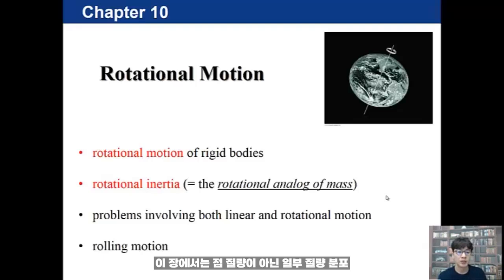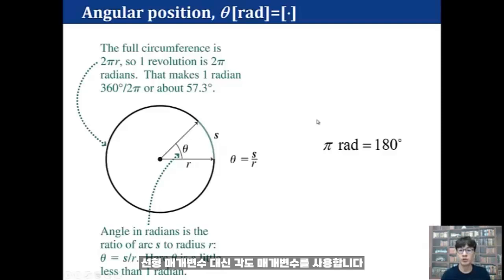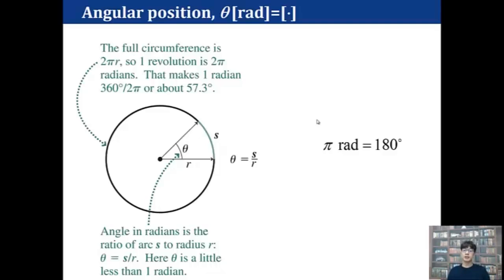Hi, in this chapter, we will treat not the point mass, but some mass distribution or some rigid bodies' rotational motion. We will use angular parameters instead of linear parameters. How did we describe motion? We learned this in chapter 2.